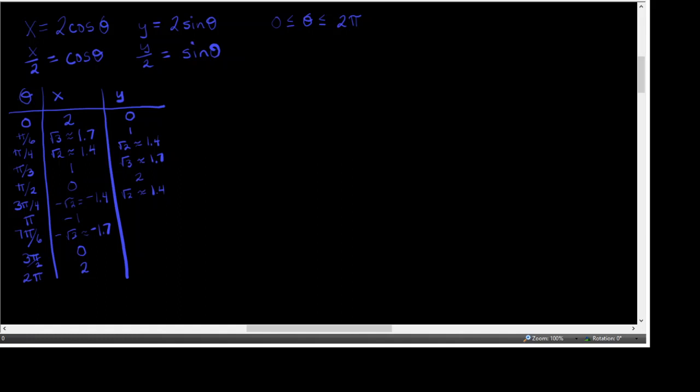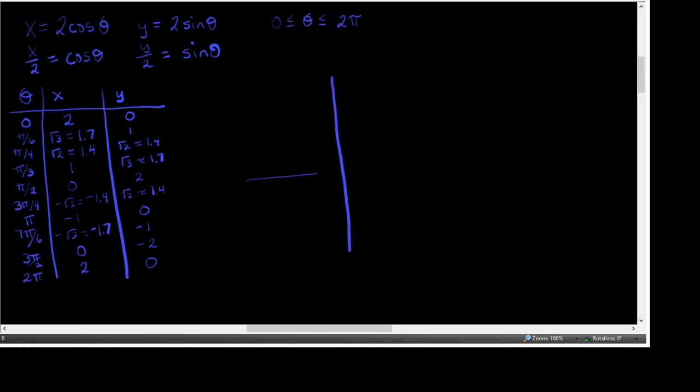Sine of pi is 0. 2 times 0 is 0. Sine of 7 pi over 6 is negative 1/2 times 2 is negative 1. Sine of 3 pi over 2 is negative 1 times 2 is negative 2. And sine of 2 pi is 0 times 2 is 0. Whew! All right, so the x's and y's aren't going beyond a value of 2 or negative 2.